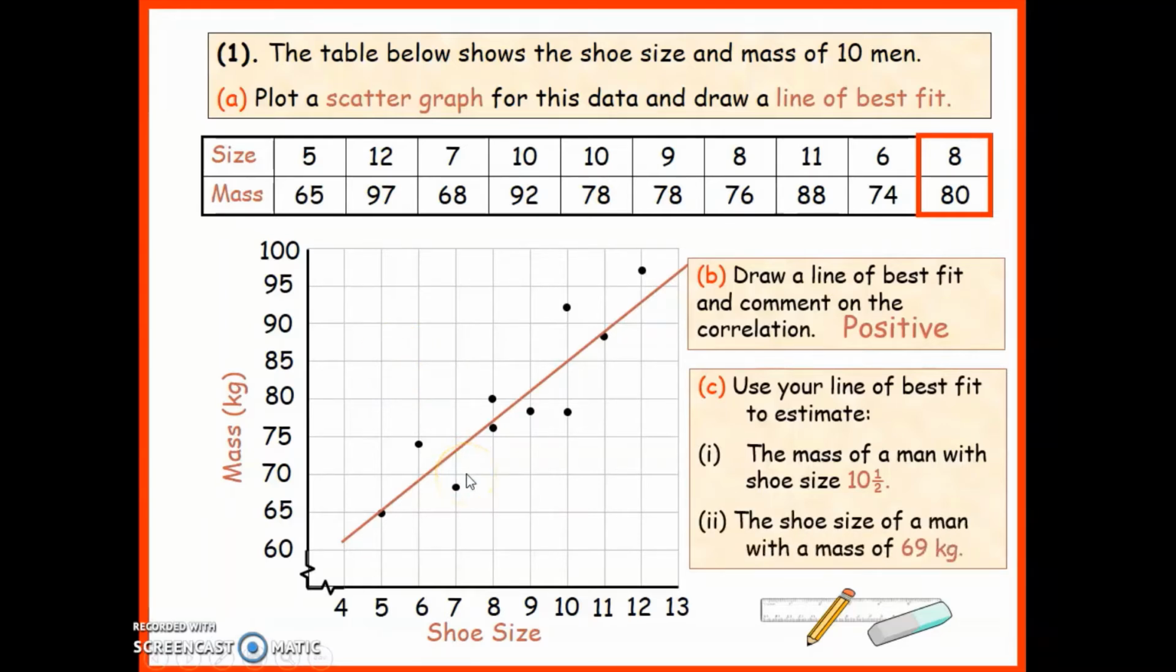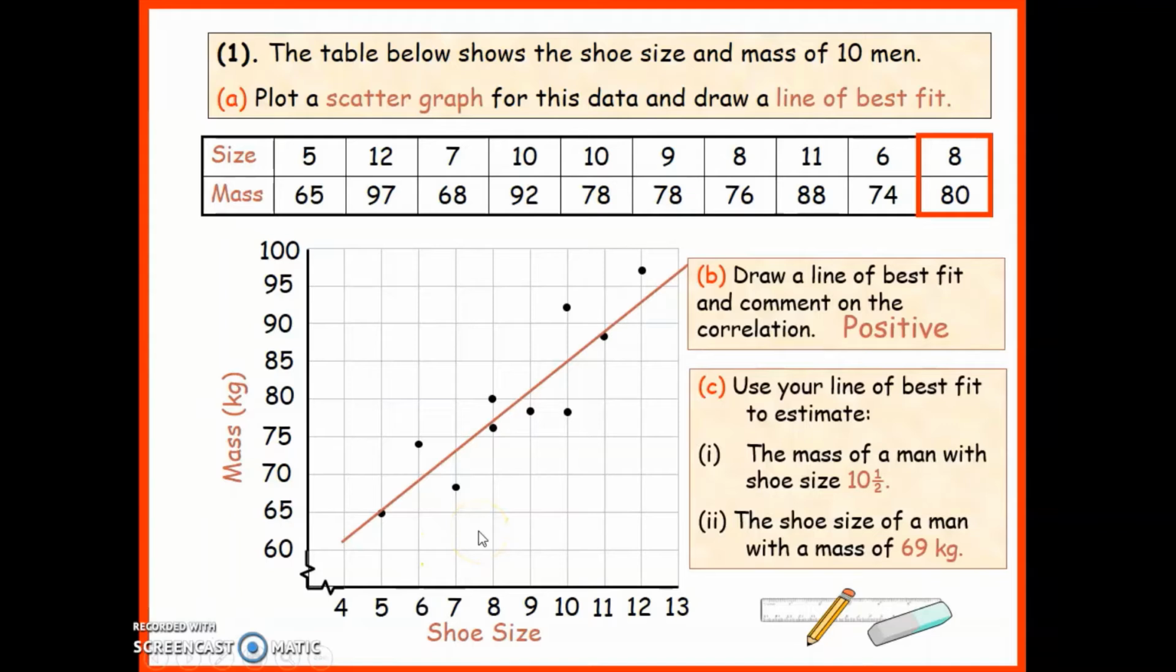The shoe size of a man with a mass of 69 kilograms. So again, I'm using the line of best fit to get my answer. 69 kilograms is around about here. I would come across on my graph until I hit the line of best fit and then read down in order to estimate the shoe size of that man.